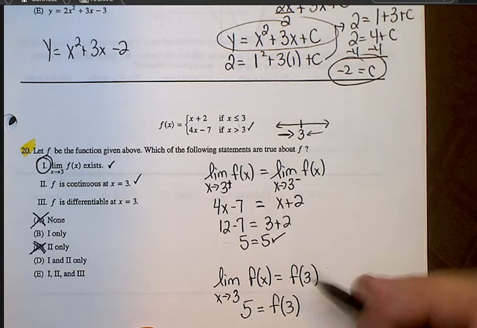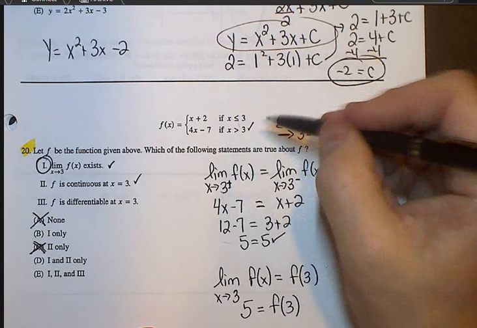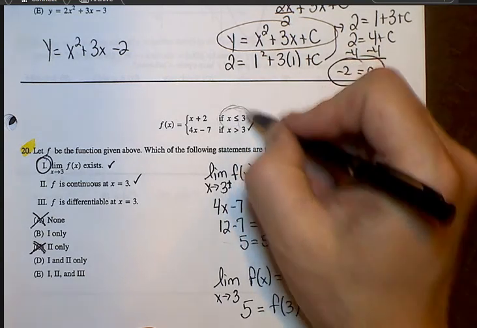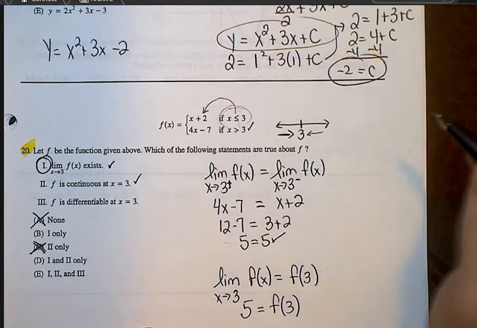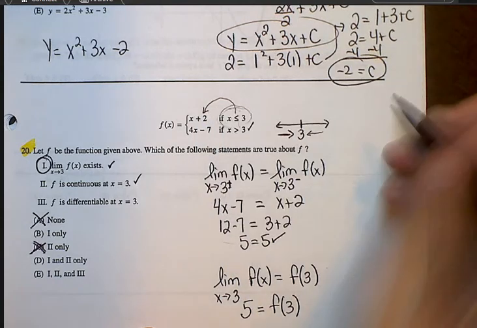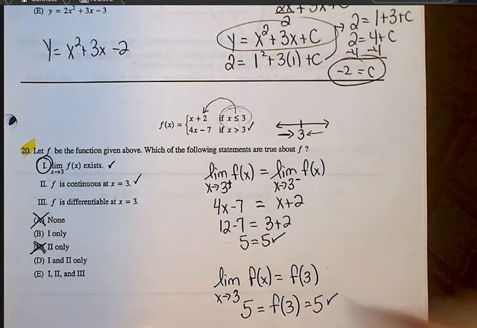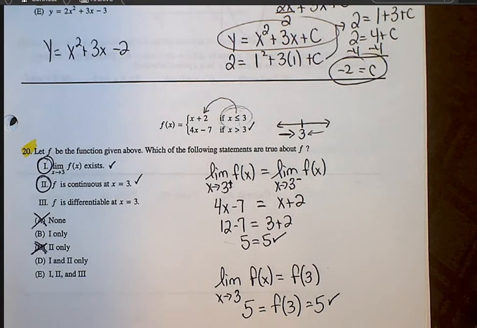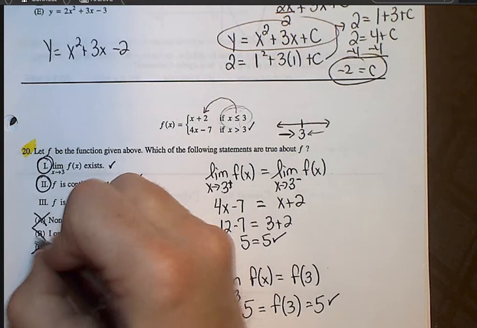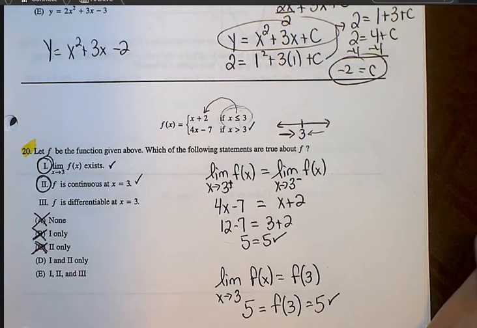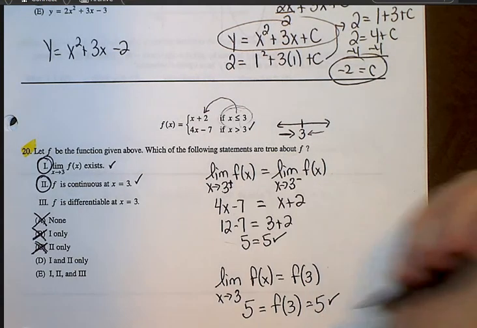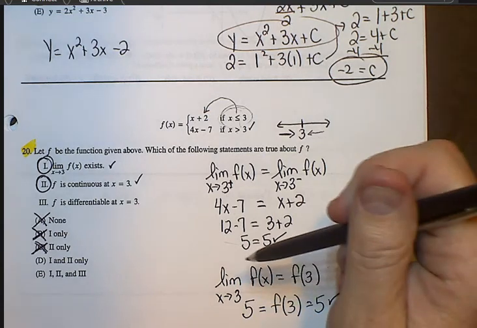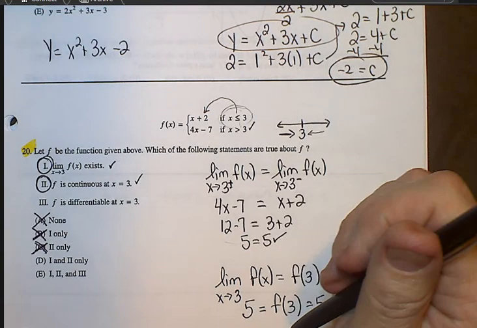Well, I come up here and now I'm letting x equal 3. If I'm letting x equal 3, that's in this domain, which means I use that function. If I plug 3 into that, I get 5 and we're good. Which means number 2 is also true. We are continuous. So that means I can get rid of B. So now my choices are going to be 1, 2, or 1, 2, and 3. So even if you had to guess at this point, you've got a 50-50 chance. So that's how you want to attack one of these questions.